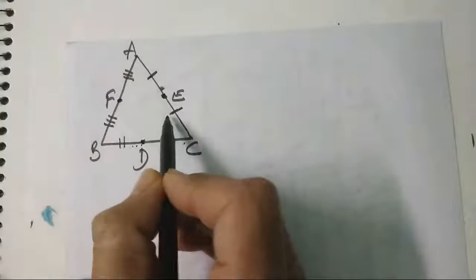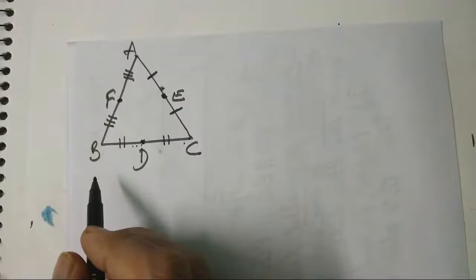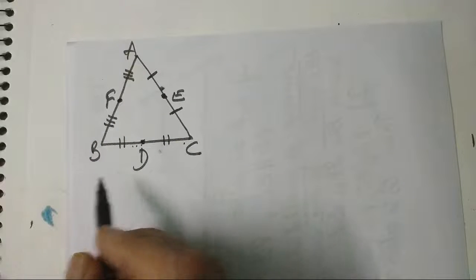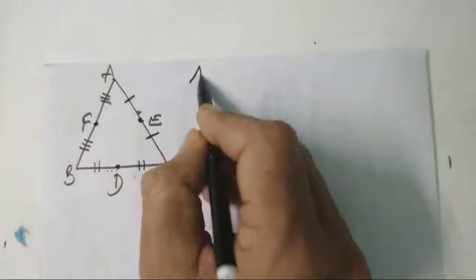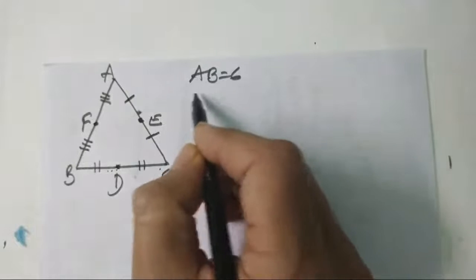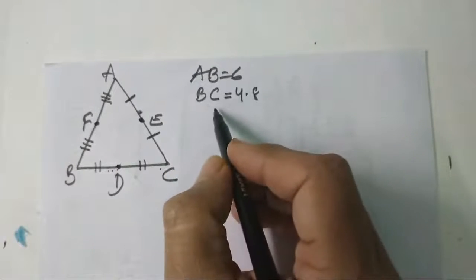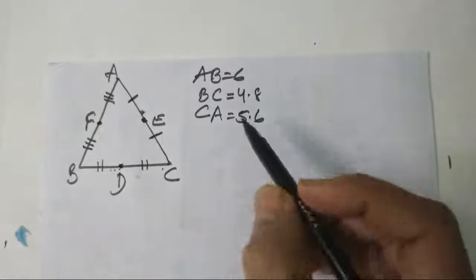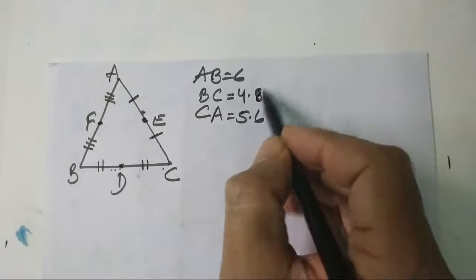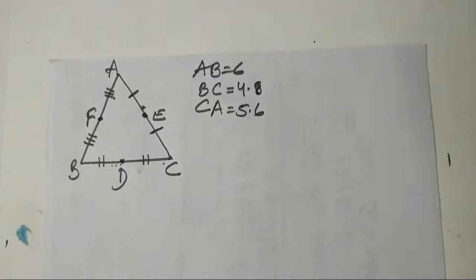So I have made a single line, meaning AE, EC, they are equal. And there are some lengths given in the question. It says AB is equal to 6, BC is equal to 4.8, and CA is equal to 5.6. These are three lengths given. Find the perimeter.